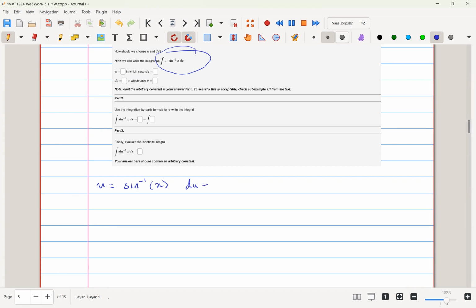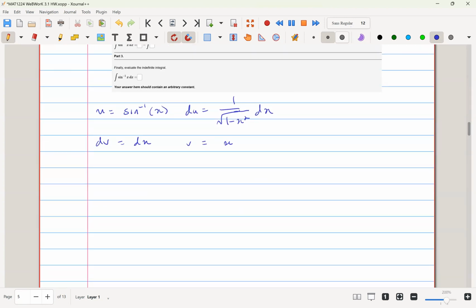And we know with derivative trig identities, it's just going to be 1 over square root 1 minus x squared dx. I think I've been forgetting the dx in some of these. So you just got to remember when you take the derivative, add that there. And then we have our dv is equal to dx once again, and our v is equal to x. Perfect.